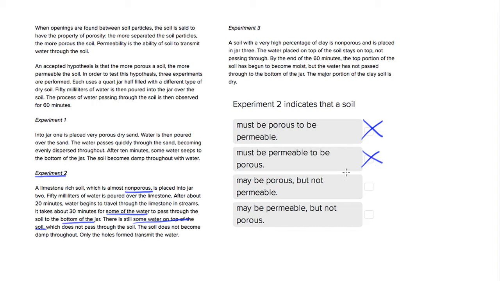Choice 3, may be porous but not permeable. So this is not related to experiment 2. Experiment 2 is talking about something that's non-porous and then permeable. So this is not going to be applicable.